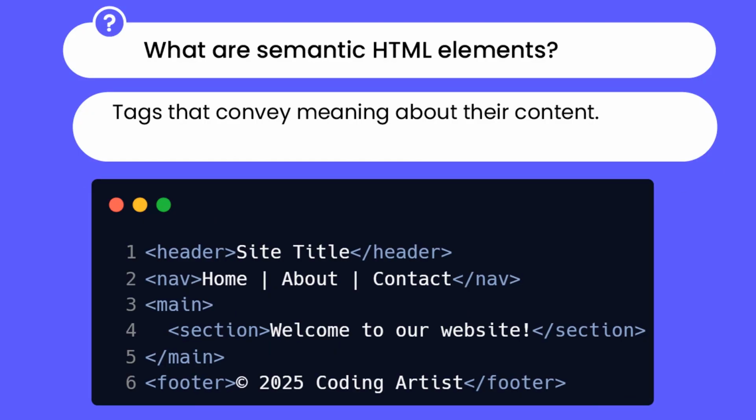What are semantic HTML elements? Semantic HTML elements are tags that clearly describe the meaning of the content inside them. Instead of using generic tags like div or span, semantic tags like header, nav, main and footer tell both browsers and developers what each section of the page is about. This makes the code easier to read, improves accessibility and helps SEO too.